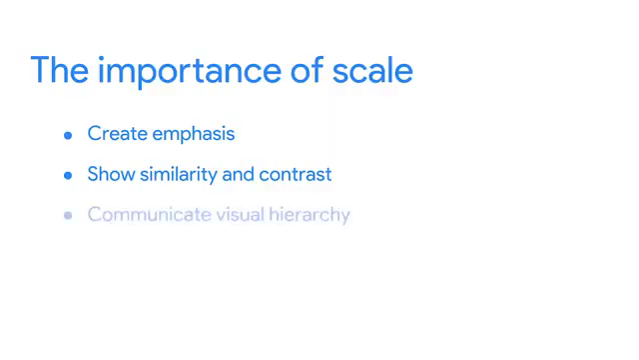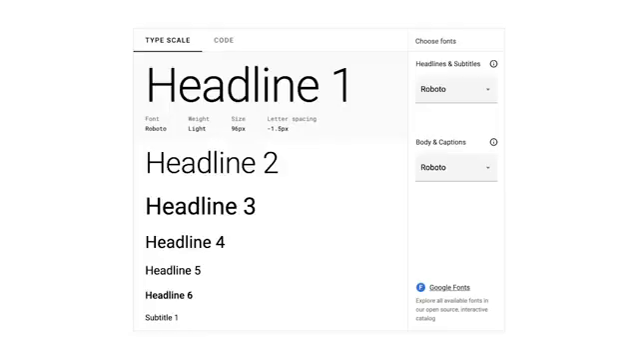Lastly, scale can be used to communicate visual hierarchy. Earlier, you learned how hierarchy is used to communicate the order of importance for the information on a page. Scale helps to create visual hierarchy. For example, typography can be easily changed using scale to emphasize the content on a page in different ways.